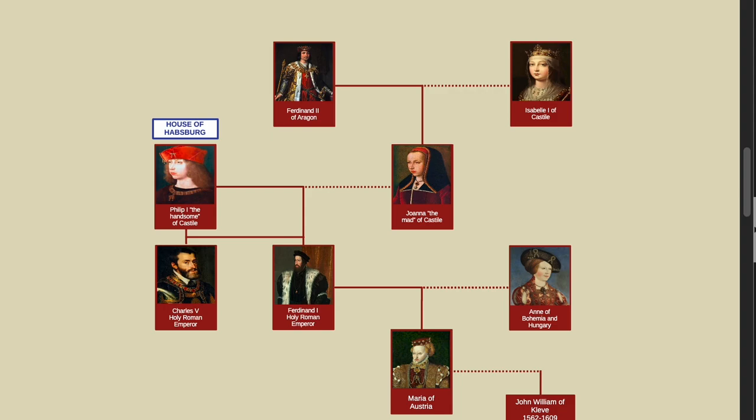So with him, he ended it, but it started in 722 AD, and basically all it was is Christians fighting against Muslims. So the Christians wanted to expel Muslims out of the Iberian Peninsula, which is Spain and Portugal. She was the first to be called Queen of Spain, and so was Ferdinand. She reigned from 1474 to 1504.